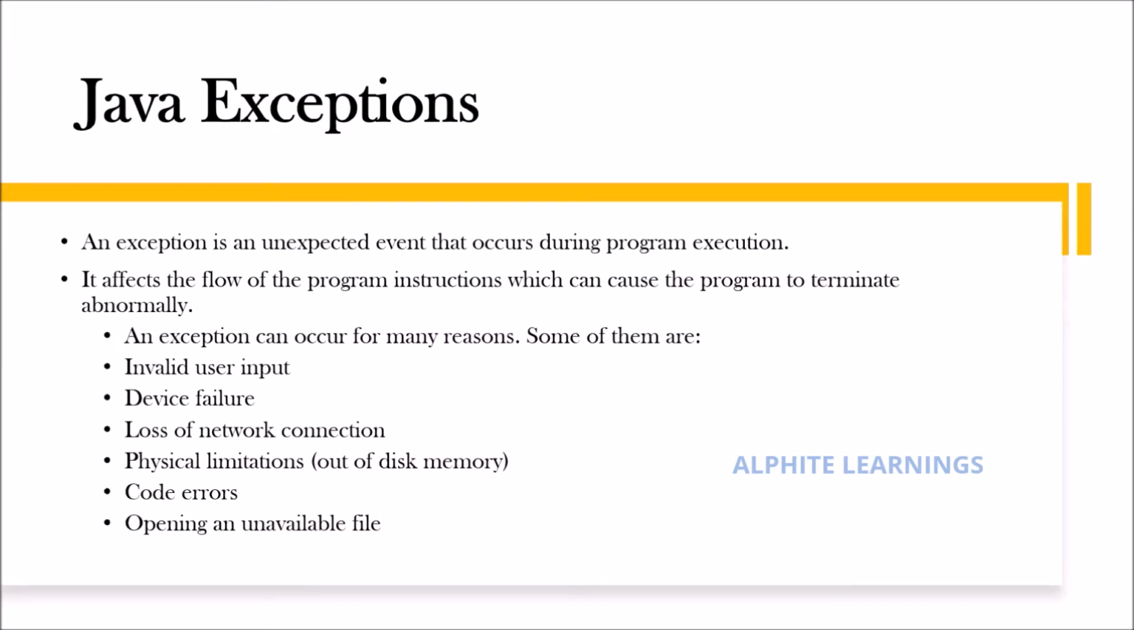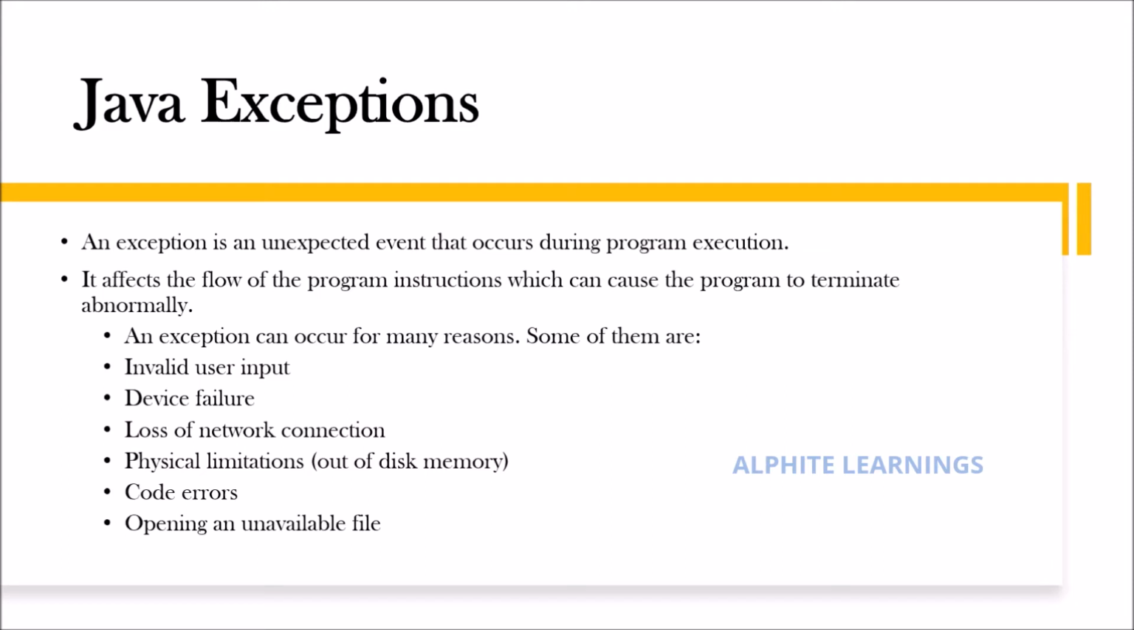The same way, device failure. If you have connectivity, you have a database behind, and you want to hit it and bring the data, consider your data is in the cloud. If you have a connectivity failure in between, obviously you will get some exceptions. Memory errors and code errors are runtime errors that we should stop. And opening an unavailable file happens even in our Windows system. When we try to open an unavailable file, we get a message that the file is not available.